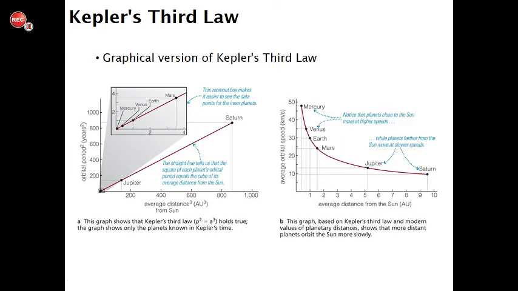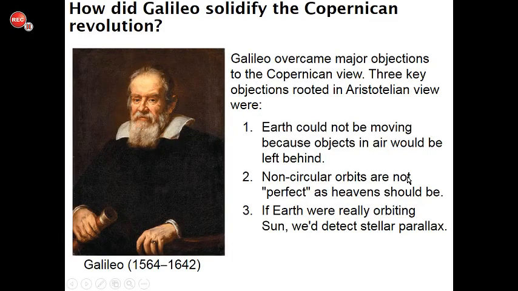The correlation to that is if you plot the orbital speed versus distance, you realize that the further away it is, the slower it orbits. So that's all well and good. Kepler's got the theory. It seems to work. It seems simpler, but there are some objections.